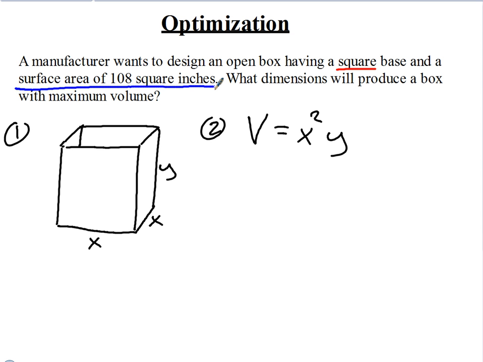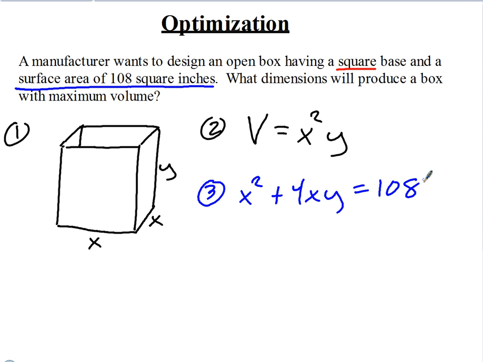So what's the equation of surface area for this thing? I think it's just 5 surfaces. I can just add them up, right? So surface area is x squared, that would be the bottom, plus 4xy. Each of those 4 lateral faces would have an area of xy, and there's 4 of them, right? So x squared plus 4xy equals 108. Okay? That's helpful. Now, what do you suppose we could do with that?